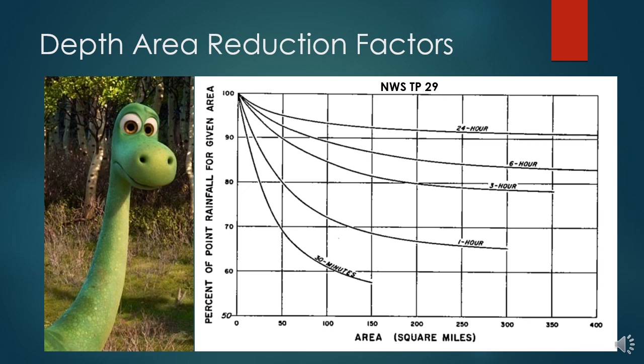So if I have a 100 square mile watershed, I just use this handy dandy chart, go up to my 24-hour curve, and I go over and see that my reduction factor is 0.93. So I multiply my point estimate by 0.93. That gives me the aerial estimate for the same duration and frequency.